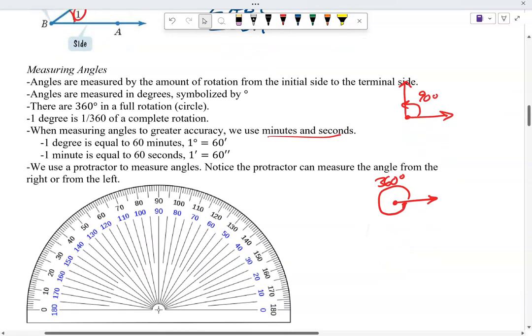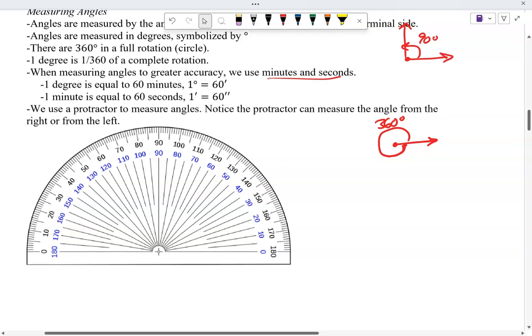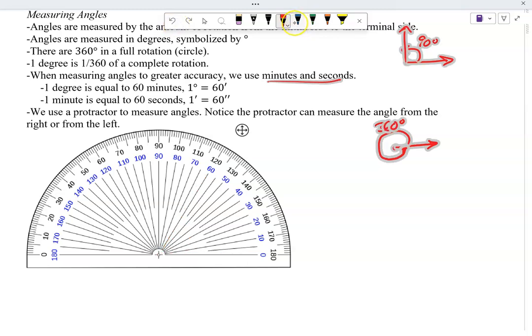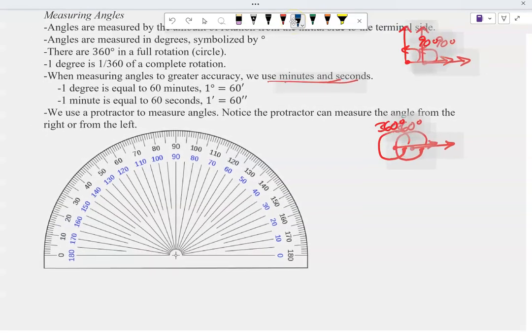Now let's talk about a protractor for a minute. A protractor can be used to measure the angle from the right or from the left. So if you measure an angle, let's say we put the vertex right here, see that 0 right there, and maybe we rotate 60 degrees, right? So that would be a 60-degree angle. You can measure that on the protractor. You could also do it from the other side. See the 0-degree mark right there.